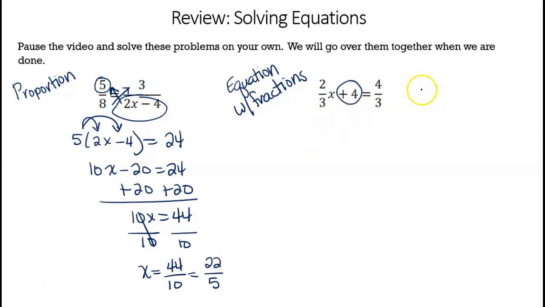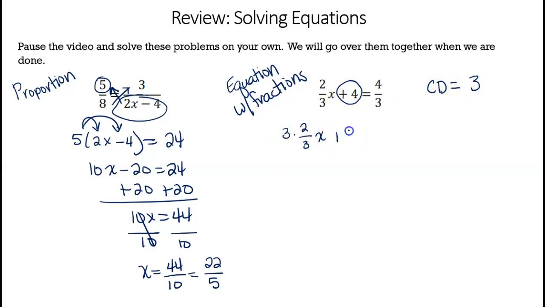What I can do is multiply each side by the common denominator. Hint, hint, you might want to write that down. When you're working on an equation that has a fraction, you want to multiply both sides by the common denominator. We're not cross multiplying like on the proportions. So the only denominator in this one is 3, so I'm going to multiply every term by 3.